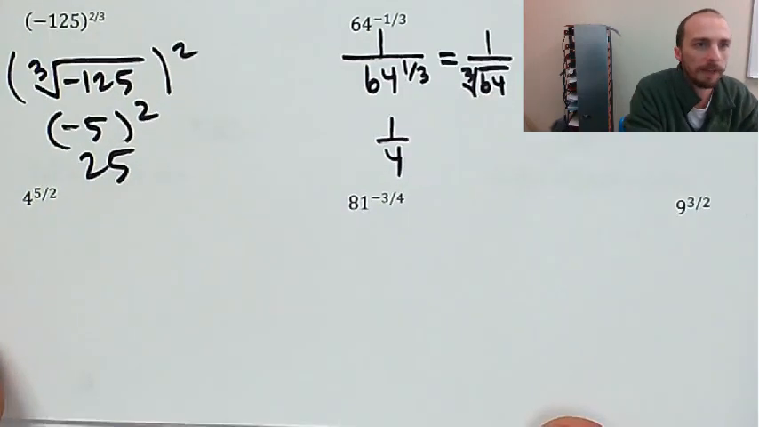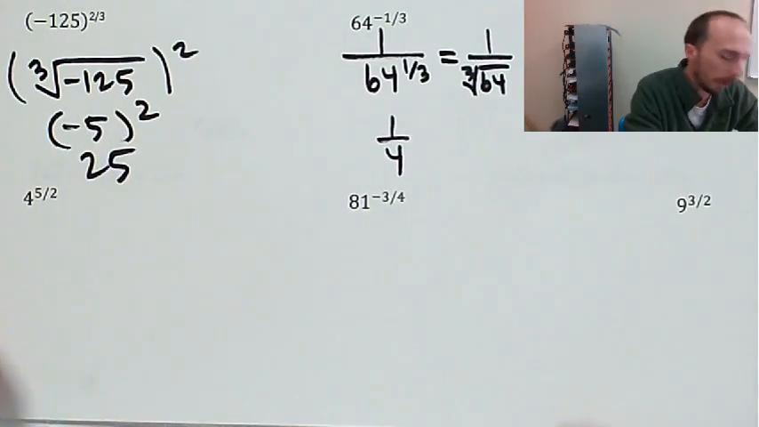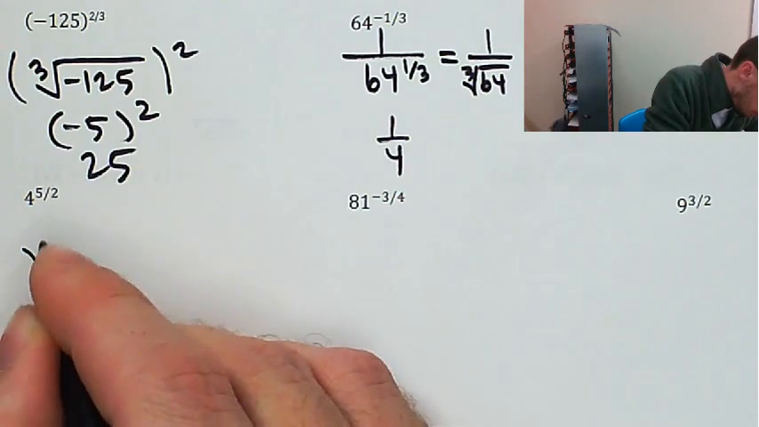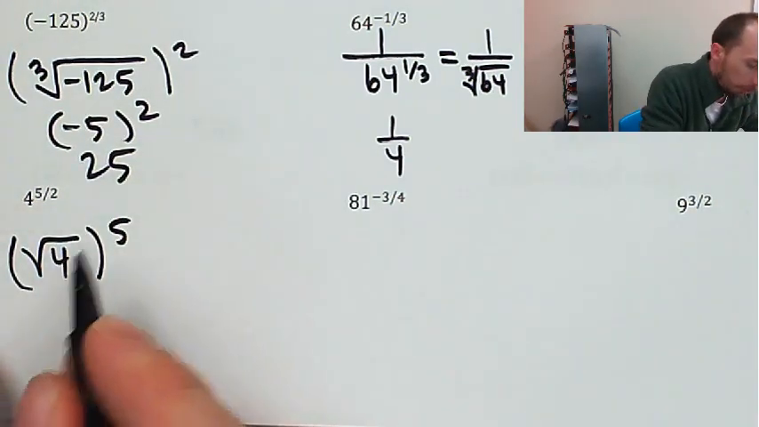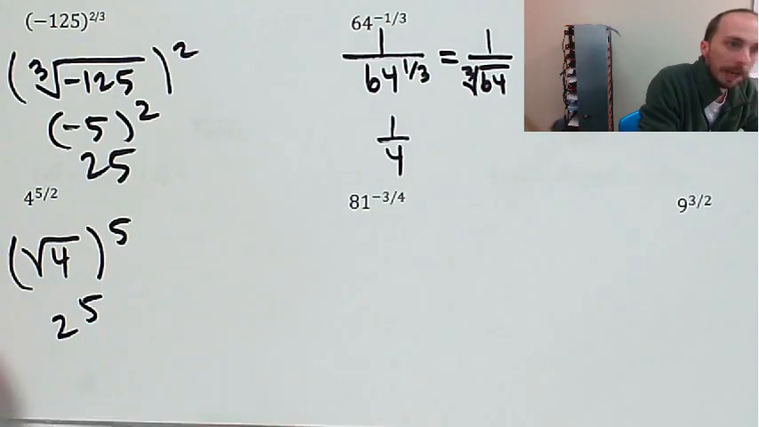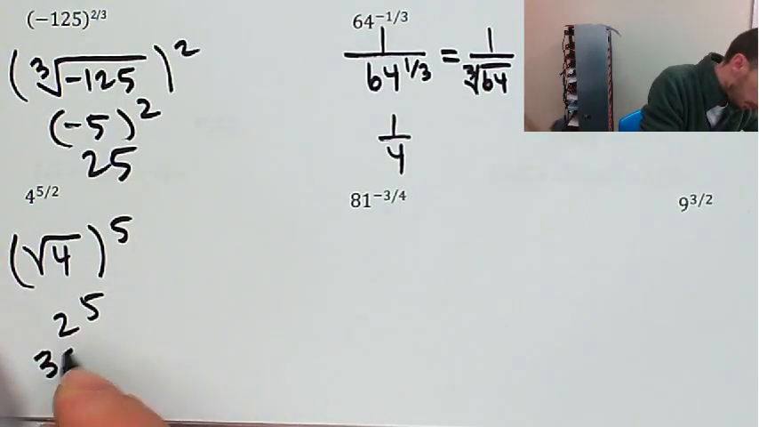Right, 4 to the 5 halves, it's like 4 to the 2.5. We're going to take the square root of 4 first, and then take that to the 5th power. So that's 2 to the 5, and that's going to be 32.